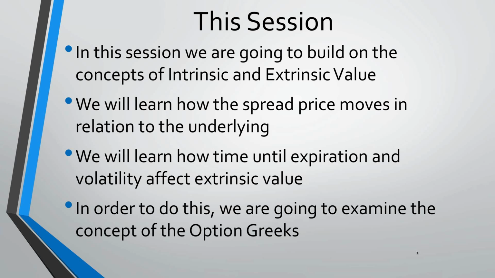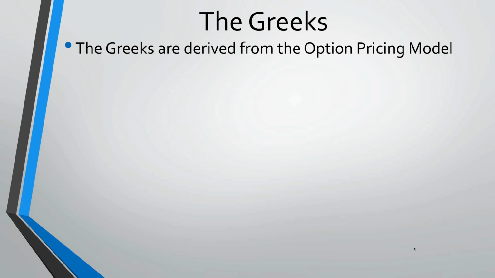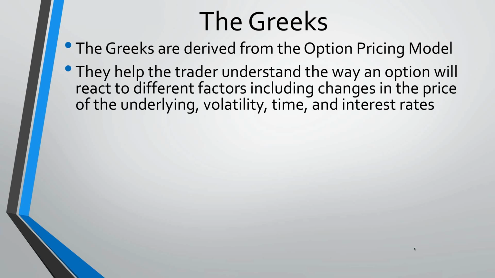And in order to do this, and I know you guys are going to hate this, this is a lot of information, but we're going to examine the concept of the option Greeks. The Greeks are derived from the option pricing model. They help the trader understand the way an option will react to different factors, including changes in the price of the underlying, volatility, time, and interest rates.